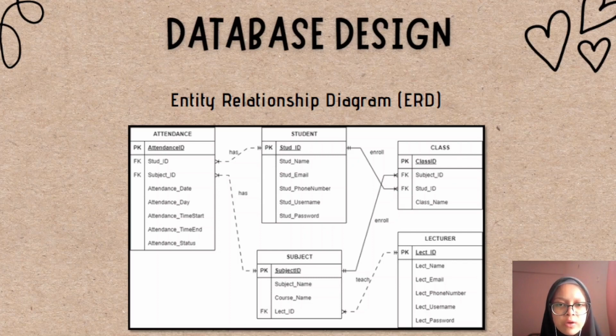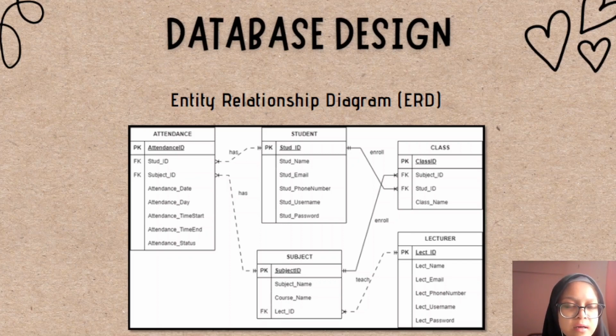Okay, now I want to explain about the database design. For the database design, there are three main points. First is ERD, second, data model, third, data dictionary. For the ERD, there are five entities. First, entity attendance, second, entity student, third, entity class.